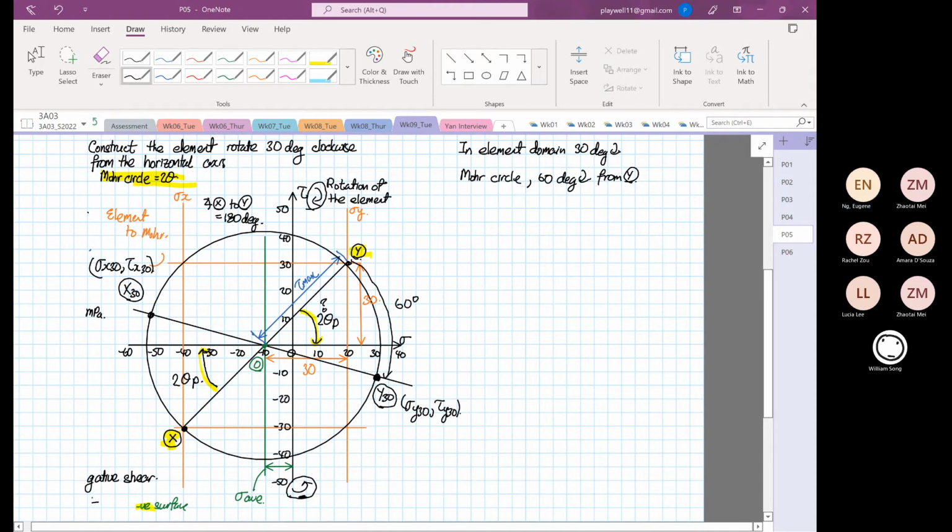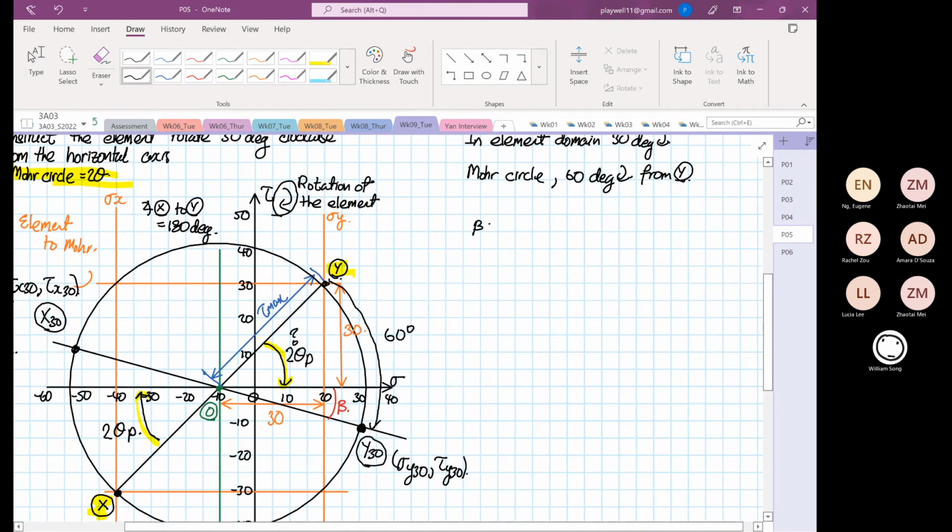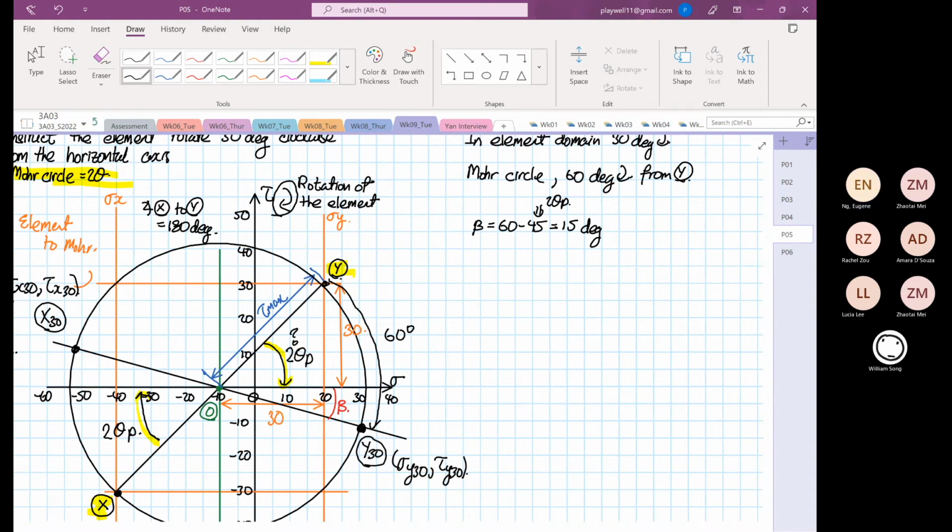So before we go on, we have to find an angle over here. I'm going to use a different color so it's easier for you to see. We are going to find the angle over here, which is our beta angle, right? Why we need our beta angle: then it's easier to find stress Y30 and shear Y30. Okay, so we know that beta is equal to 60 minus 45, and this is equal to 15 degrees, right? 45 because this is our 2 theta p, which we have found already, right? So it's 15 degrees.